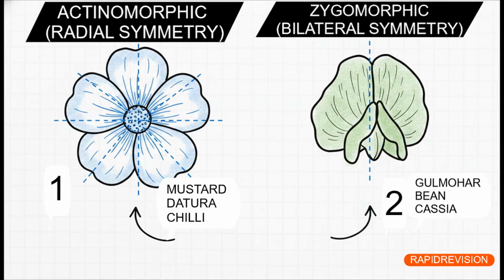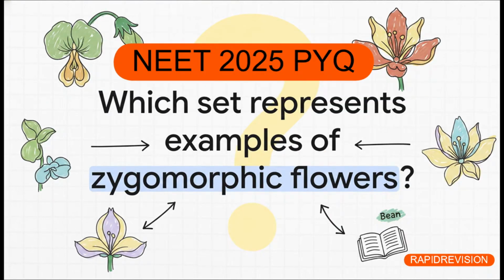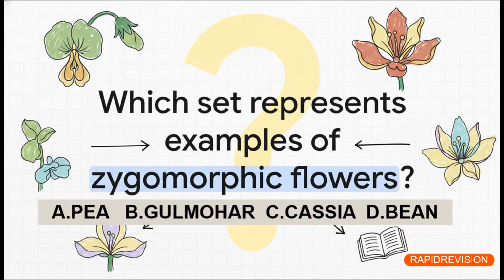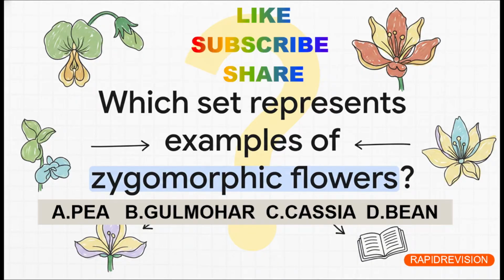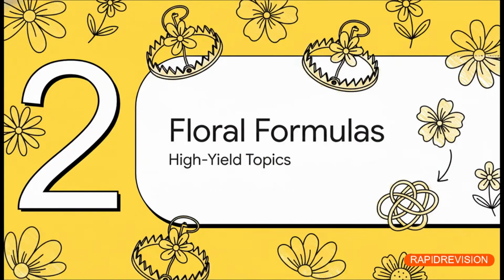Listen to me. Memorize these. Because look exactly at what happened in NEET 2025. They ask, which set represents examples of zygomorphic flowers? And right there is our winning combo. Pea, Gulmohar, cassia, and bean. The examiner literally just pulls the exact examples list straight from the NCERT text. If you know the list, you clear the question without even breaking a sweat. So, let's see how this builds into our next crucial area, high-yield floral formulas.